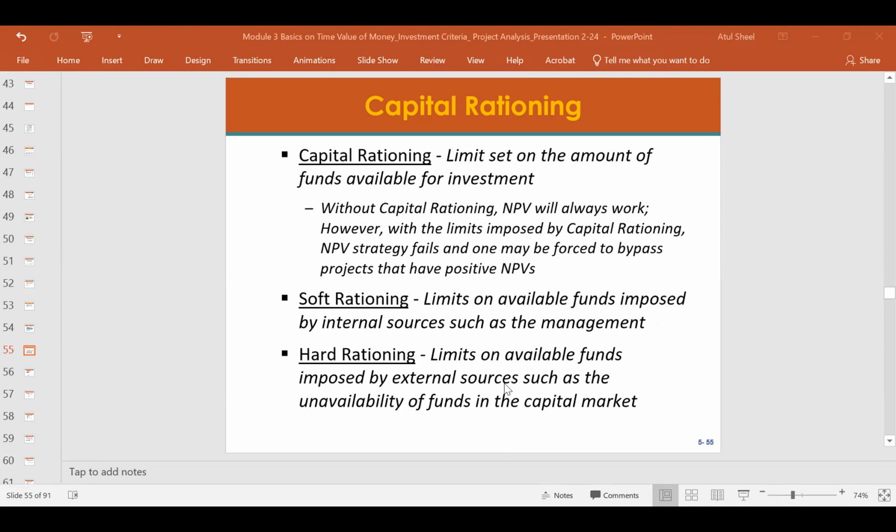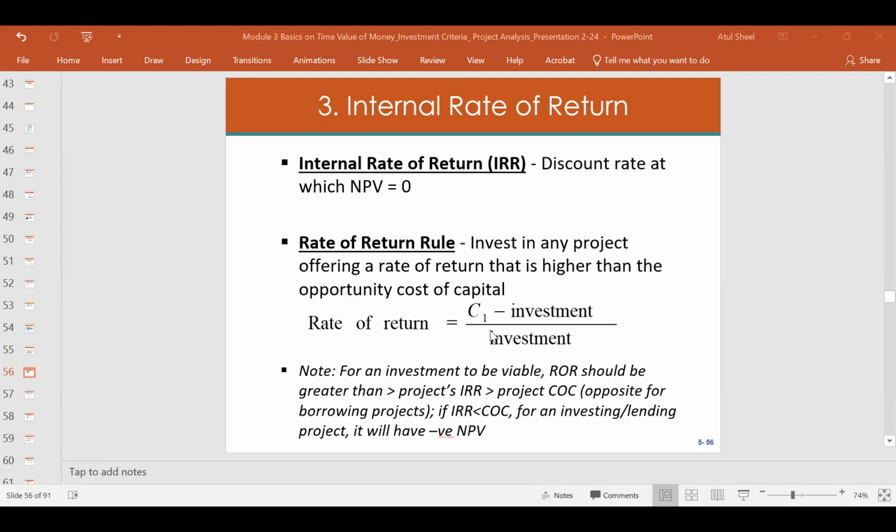Hard rationing is tough to cross. Soft rationing you can jiggle through here and there through external resources. But if you don't have access to outside funds also, then you're gone. Then you might have to bypass. It doesn't mean it's the end of the road. But then still also you can make wiser decisions using the NPV, but you might have to forego best opportunities.